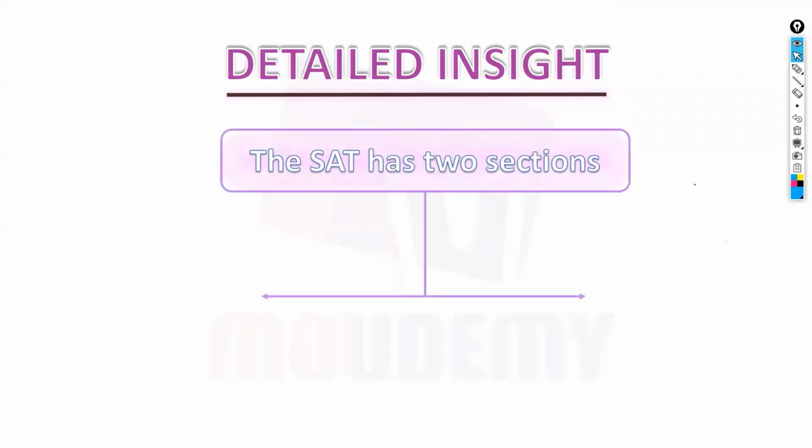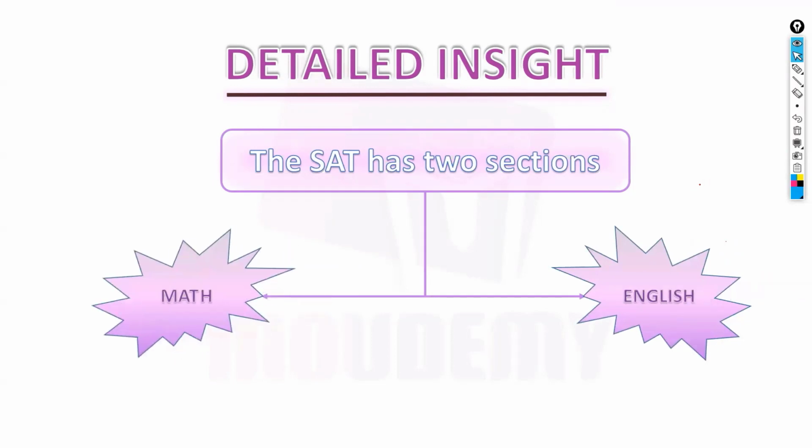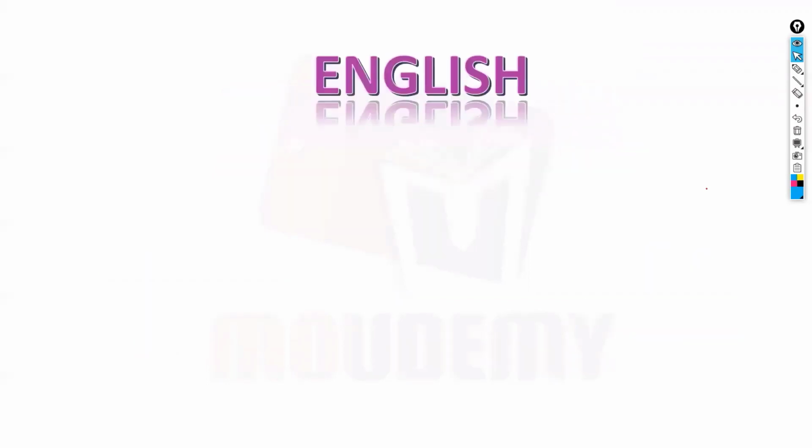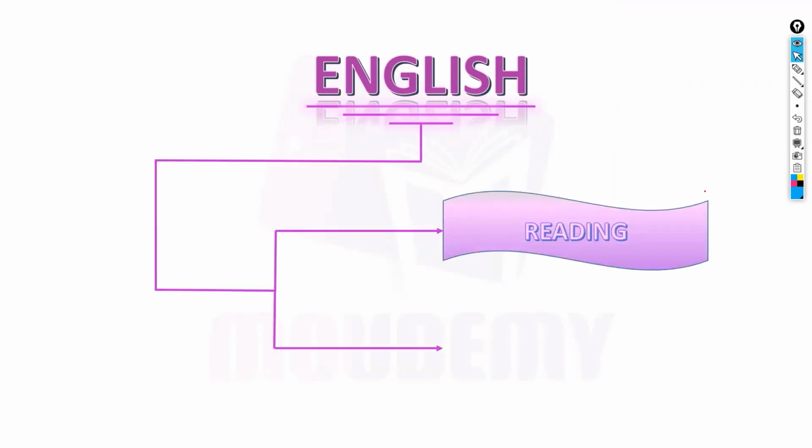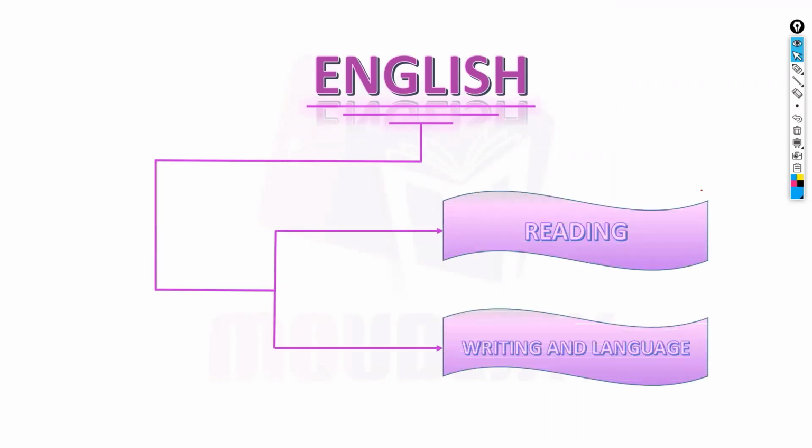Okay, let's start like this. The SAT has two sections. The first section is English, and the second section is math. We'll start with the English section because with this section you're going to start in the real SAT exam. English has two sections. The first section is the reading section, and the second section is the writing and language section. We will start with the reading.